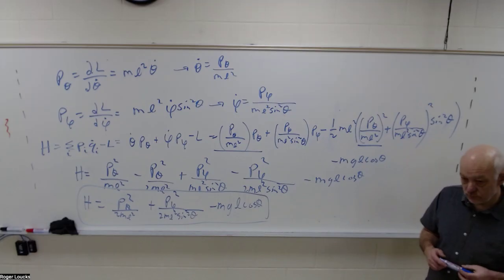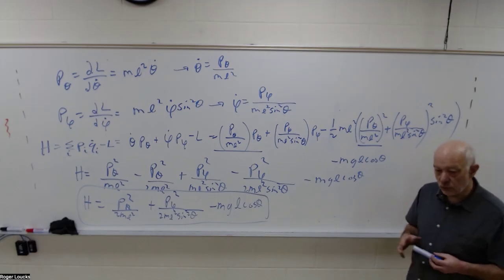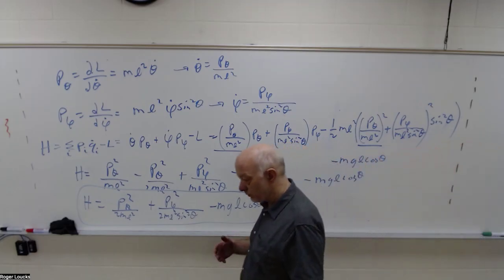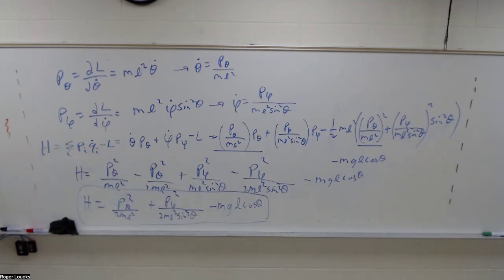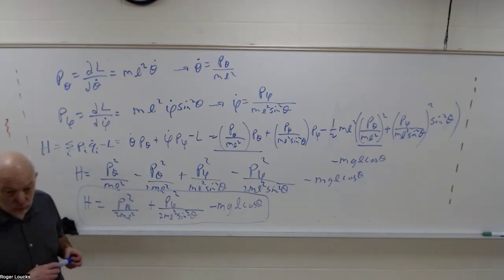Does that make sense? So we'll stop here, but we'll finish this off on Monday. When we finish this off on Monday, how many equations of motion will I have? Two times two. I can have two equations with the theta coordinate, and another two equations with the phi coordinate. Okay, so we're going to have four equations of motion.